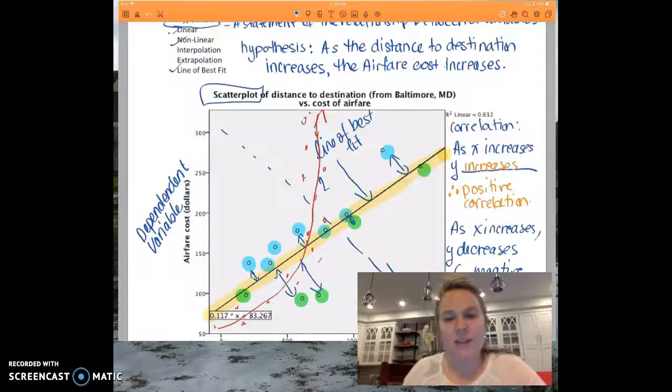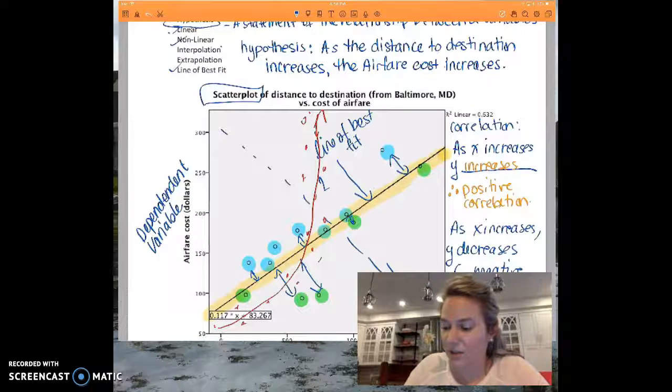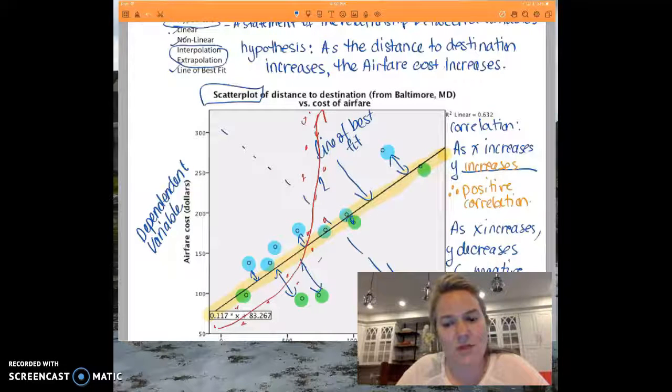Okay. The only other terms we have on here are interpolation and extrapolation. And interpolation and extrapolation are skills we will use in this unit. We're going to use them in a couple different assignments. And what they're doing is basically trying to figure out data points that we didn't actually measure.